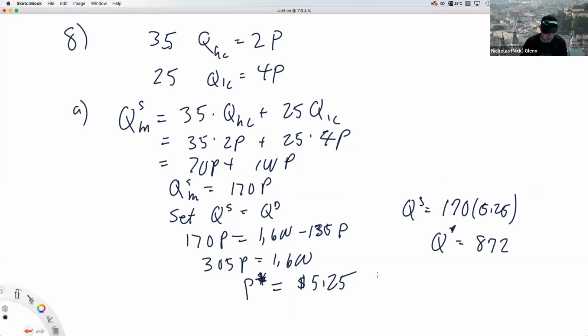Now, remember these restaurants take this price as a given. They can't coordinate their behavior and collude or whatever. There are too many of them. It's not possible to do that. So they each individually have to just take this price as a given. So what will they each produce at this given price of 5.25? Let's do that next.